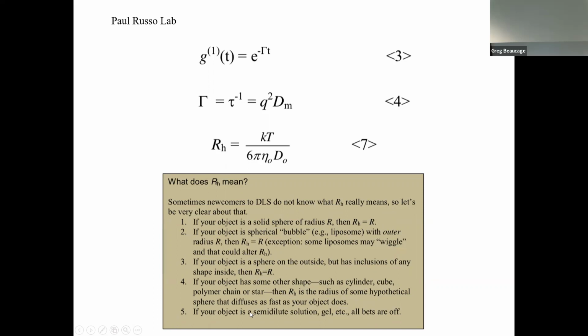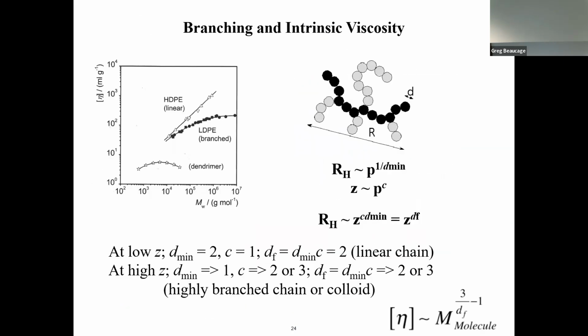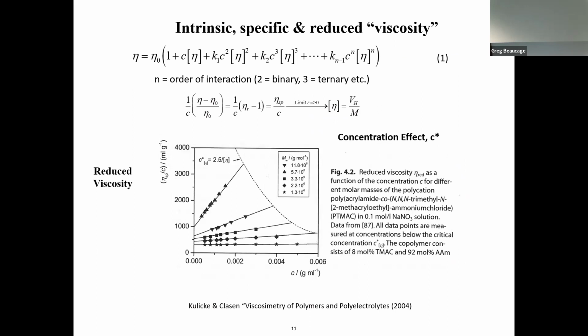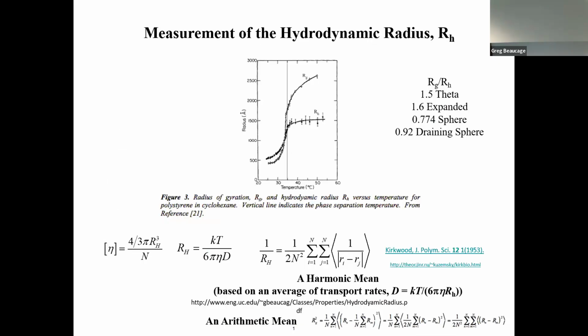If it's some other shape, then it's complicated what RH is. So it's an equivalent sphere for a cylinder, for a cube, right? So you don't exactly have a mathematical... There's this equation that you can calculate, but oh, where is that? It's at the beginning here. Sorry. So we can use this Kirkwood equation to calculate for odd objects to get the hydrodynamic radius.